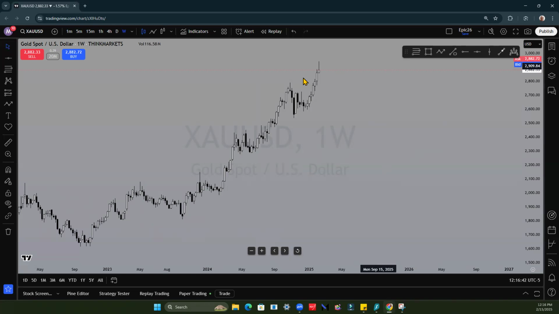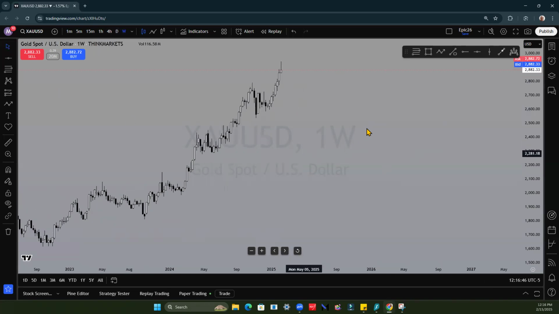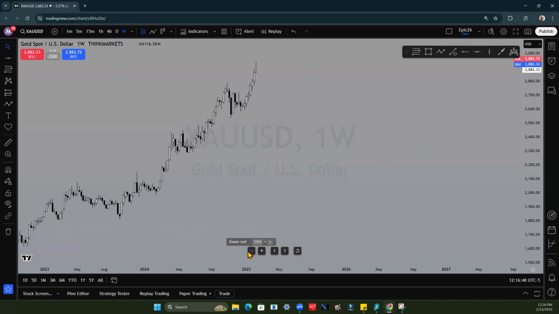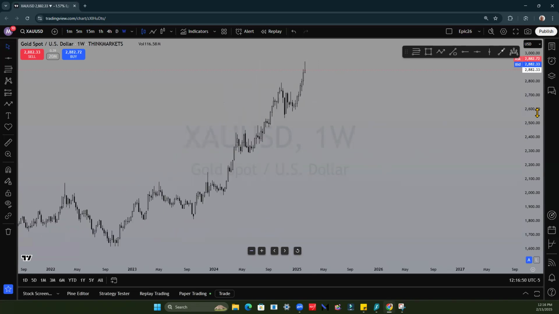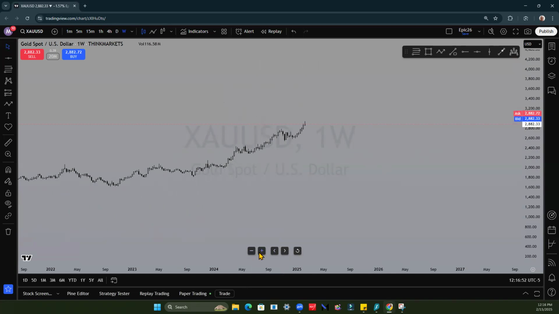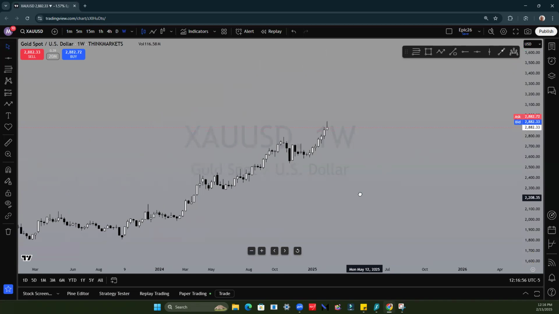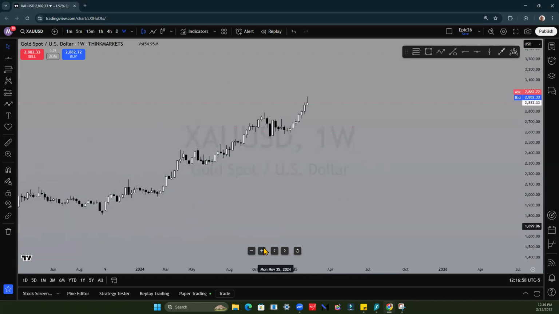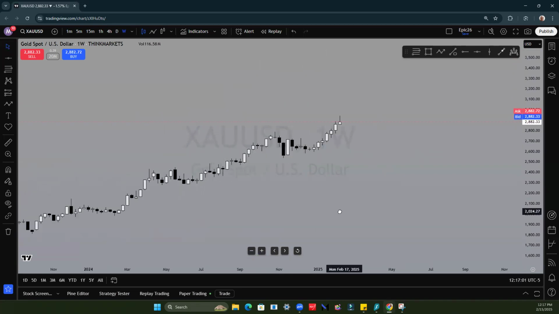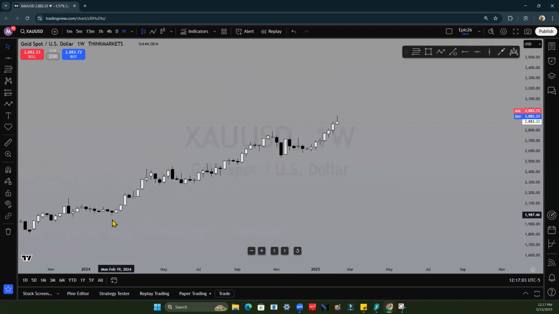So again, I start at the weekly time frame, and I want to take a look to see what trend the market's in. So my very first question that I ask myself is, is the market in an uptrend or is it in a downtrend? As you can see from these candles here, we're actually in an uptrend.